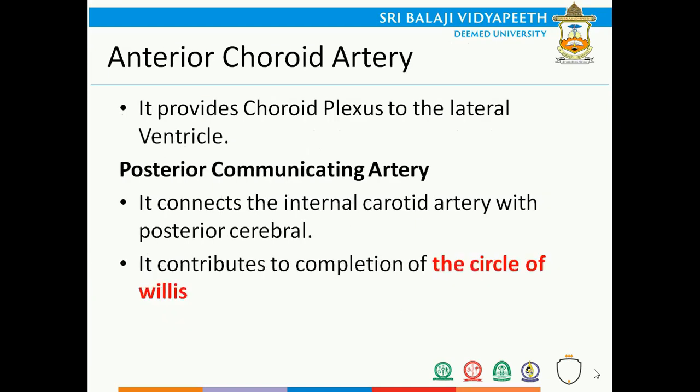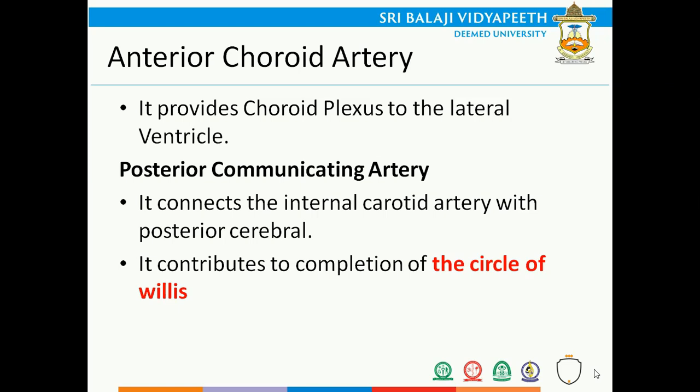Coming to the next, the anterior choroidal artery. The anterior choroidal artery is an artery or a plexus of vessels that supply the lateral ventricle. Every ventricle in the brain has its own plexus, the choroid plexus, that is present within the ventricle. So here the anterior choroidal plexus is the plexus which is located within the lateral ventricle.